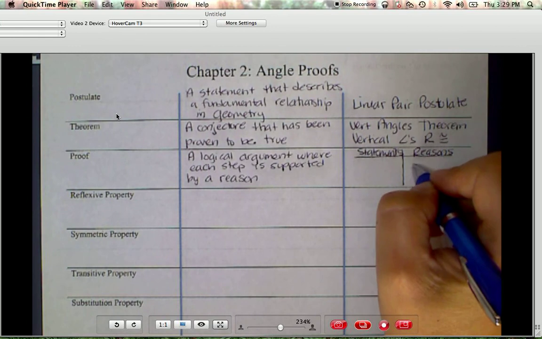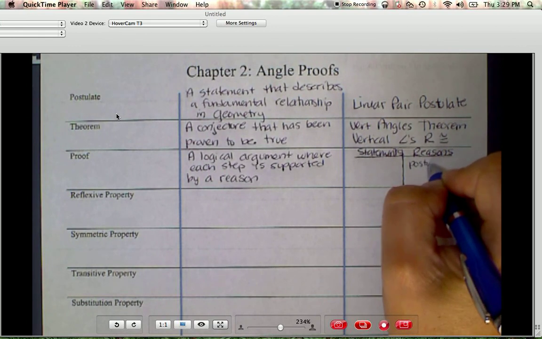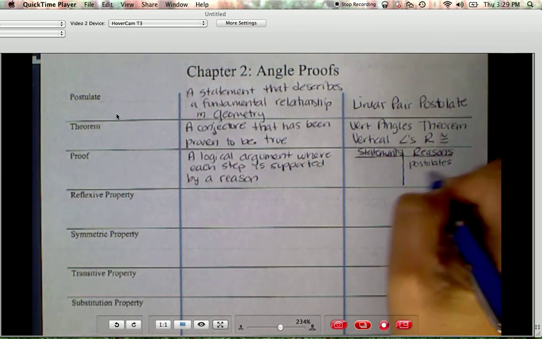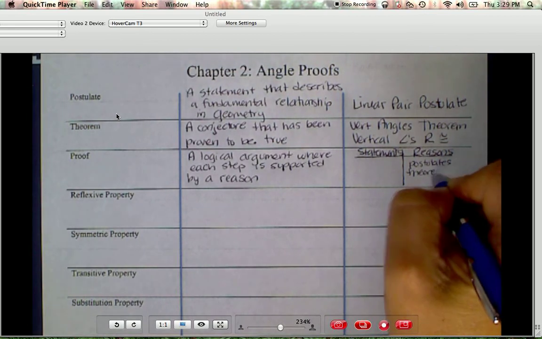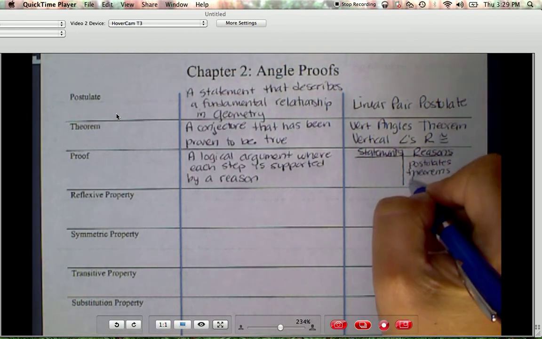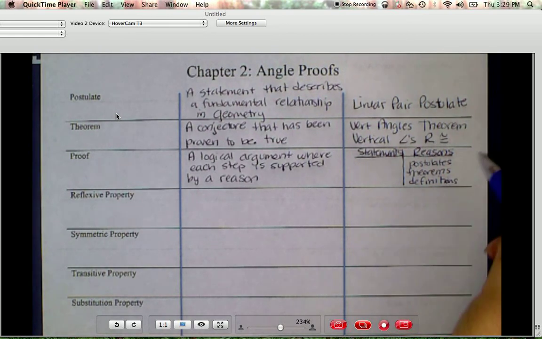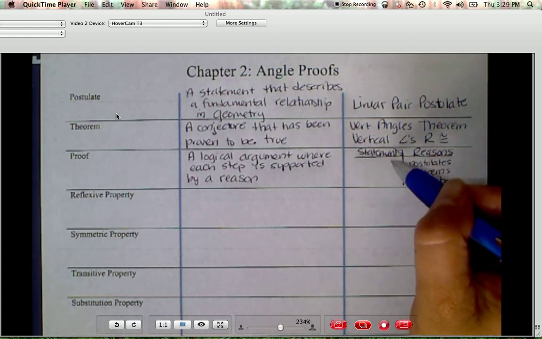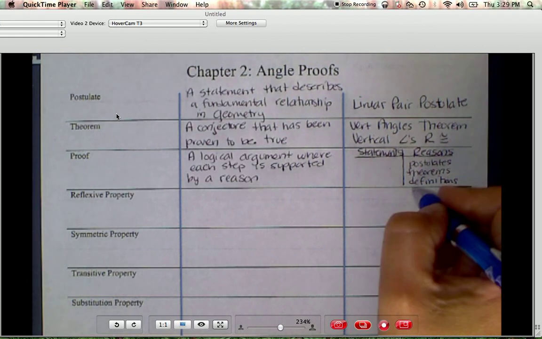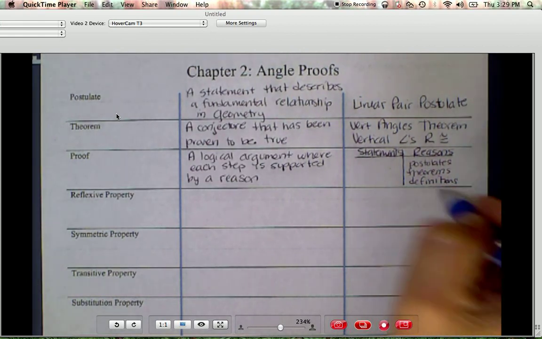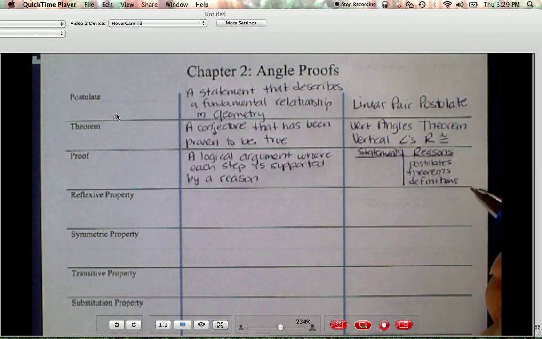So on the right side, we'd be putting our postulates. We'd be using our theorems. We would be using lots of definitions and things like that to state why the things on the left are true. And then at the end of the proof on the right side would be what you were trying to prove. But we'll get into that more as we move into algebraic proofs later on in the section.